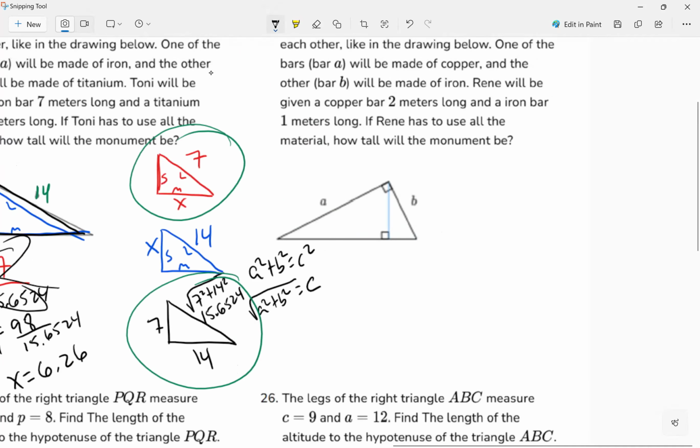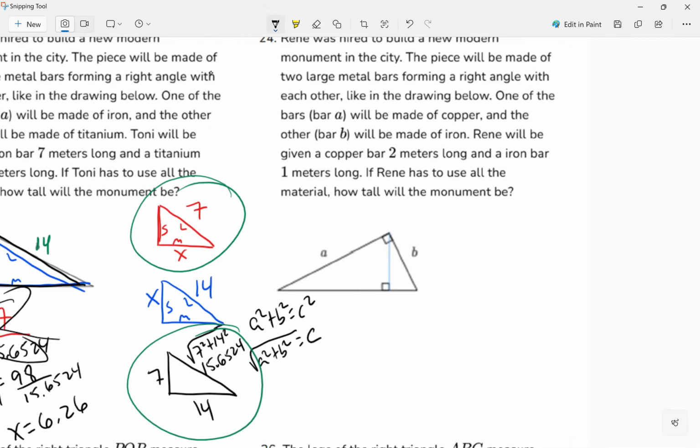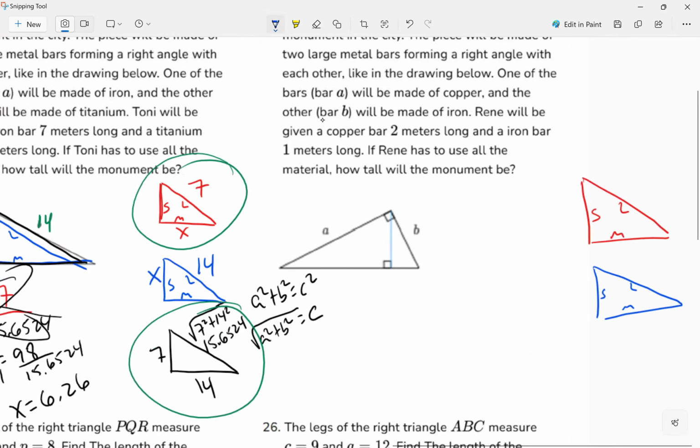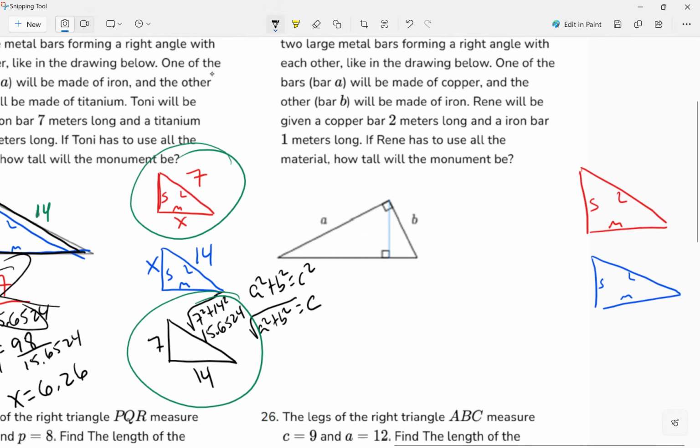Let's take a look at question number 24. Let me start with drawing the triangles here. The small, medium, and large for my red triangle. I'm going to need a blue triangle, small, medium, and large. And I'm going to need a black triangle, small, medium, and large. Okay.